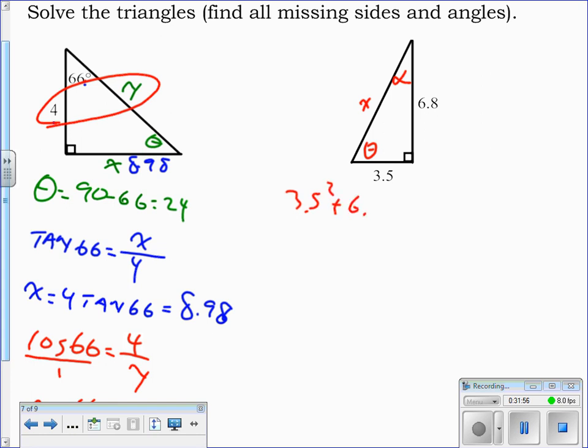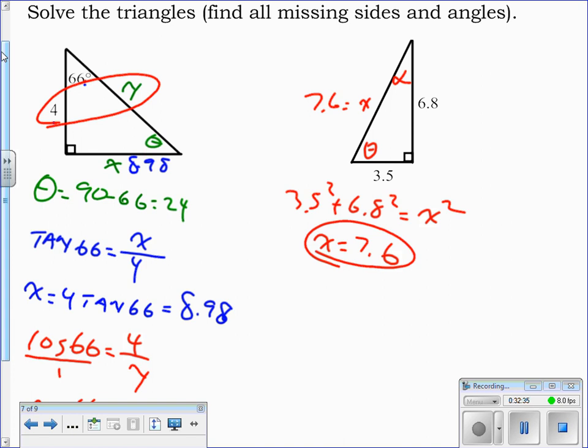3.5 squared plus 6.8 squared equals x squared. Pythagorean theorem. Hypotenuse is x. Solve for x. X equals 7.6. Okay. Now, I need to find an angle. Given sides, I need to find an angle.